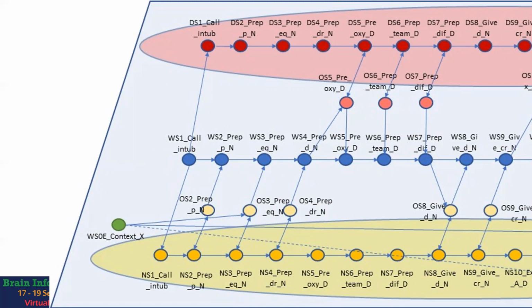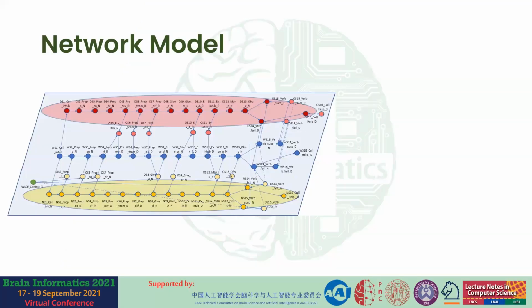The next one is "prep PN," which means prepare patient by the nurse. And then "prep EC N," which means prepare equipment by the nurse, and so forth. I won't go over all of them now. So that's the middle blue part, and that means that these things are actually happening in the world.